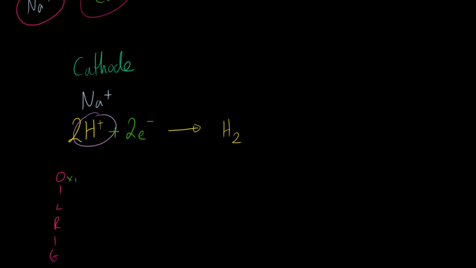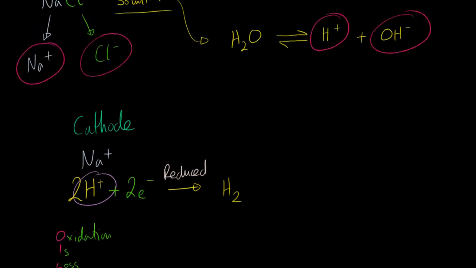Remember, oxidation is loss of electrons, reduction is gain of electrons. So seeing as the hydrogen is picking up and gaining electrons, we can say that it is being reduced. Well, that's the cathode. We will start seeing bubbles of hydrogen gas forming.